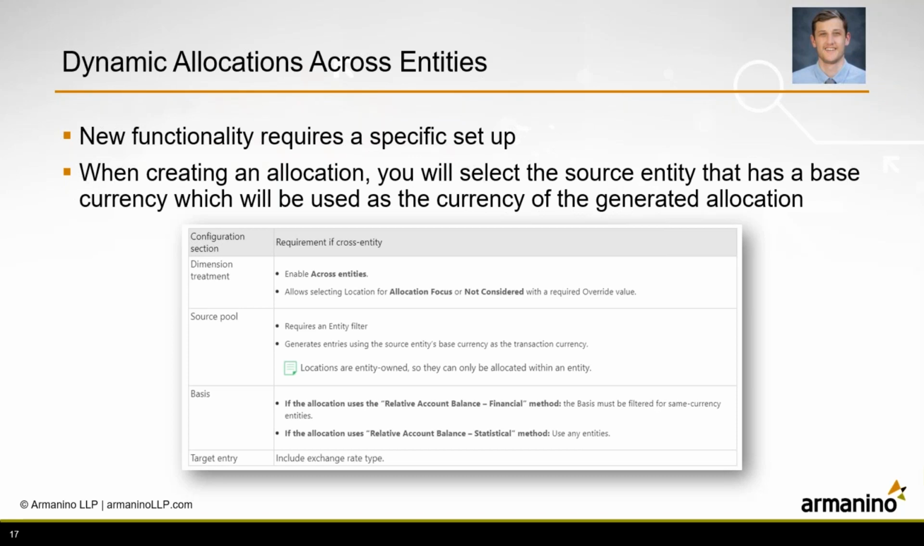Don't really need to cover it, but basically what's going on here is this now allows for cross-currency as well within your cross-entity allocations. So when you're creating the allocation, you're going to want to select the source entity that's going to have a base currency, which will be used as the currency of that generated allocation. Intacct is going to use the GL posting date to determine the appropriate exchange rate for that transaction.